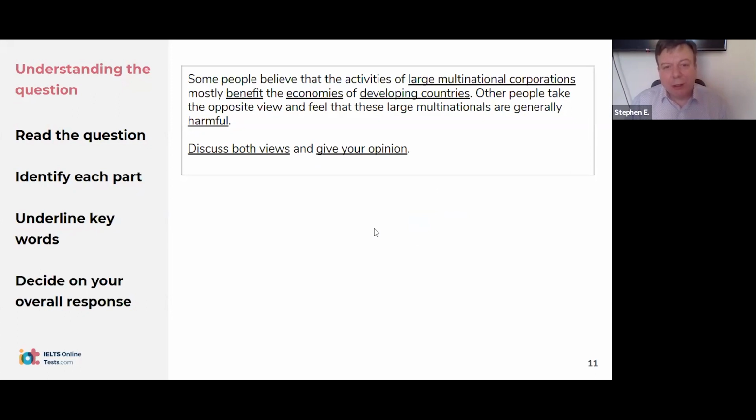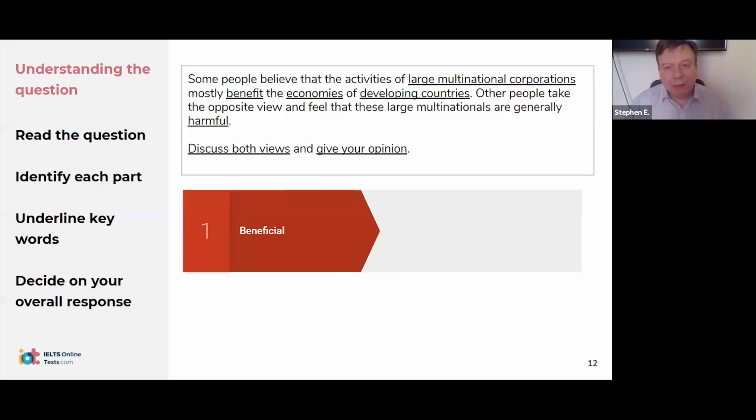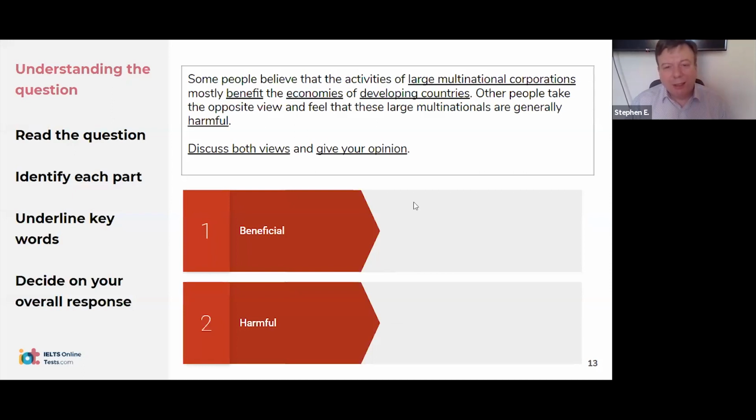So then you have to decide on your overall response. So what do you think about this? So first of all, what are the benefits of these large multinational companies? What do you think are the benefits? Okay, higher salaries, opportunities, good. Bring employment, yeah, good. Job opportunities, yeah, good. Health compensation, yeah. New technology, yeah. Okay. Large scale production. Okay, some good ideas there, guys.